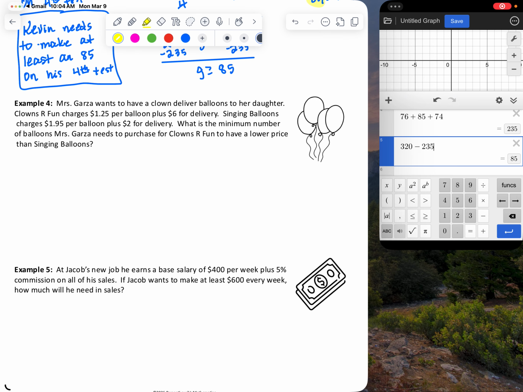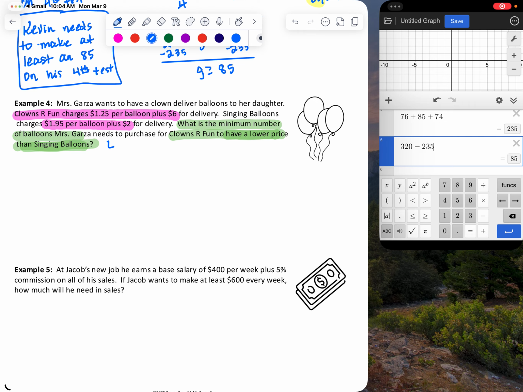So let's highlight in pink what we do know. We do know that Clowns Are Fun charges $1.25 per balloon plus $6 for delivery. Singing Balloons charges $1.95 per balloon plus $2 for delivery. What is unknown? We do not know the minimum number of balloons Mrs. Garza needs to purchase to have a lower price for Clowns Are Fun than Singing Balloons. Okay, so our unknown is the minimum number of balloons.